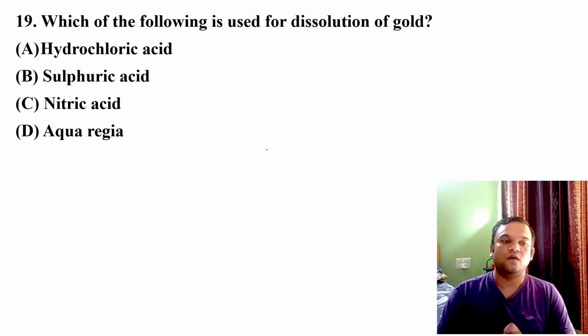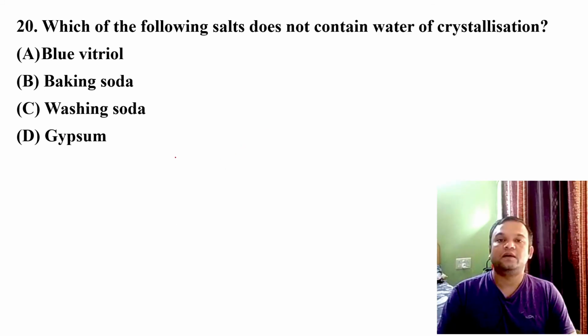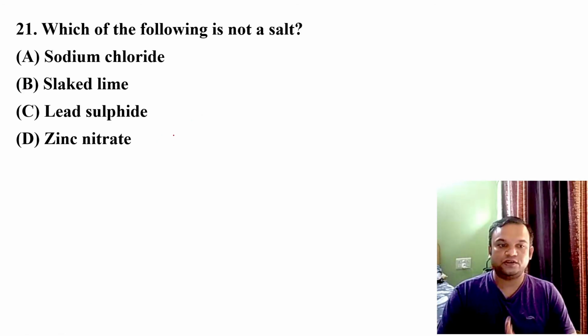In the next question, which of the following is used for dissolution of gold? Gold dissolves in aqua regia, which contains HCl and HNO3 in the ratio of 3:1. Next question says, which of the following salts does not contain water of crystallization? Out of these four options, blue vitriol, that is copper sulfate, contains 5 molecules of water of crystallization. Washing soda, that is sodium carbonate, contains 10 molecules of water of crystallization, and gypsum contains half a molecule of water of crystallization, but baking soda does not contain any water of crystallization, and that is why it is the answer.